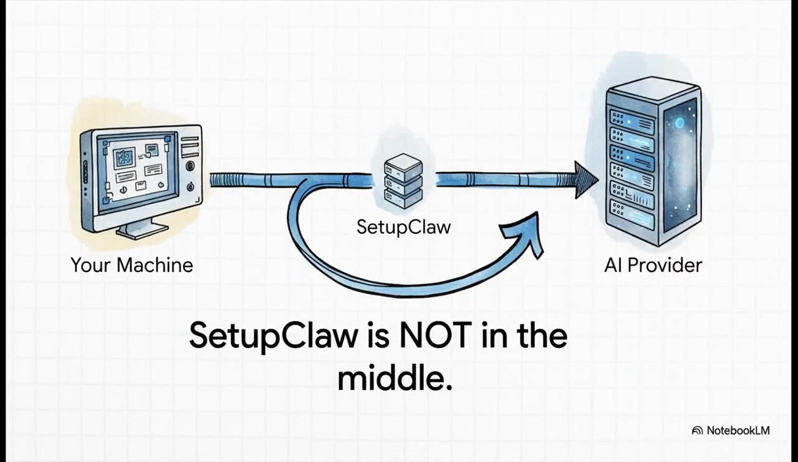And that brings us to the most critical point on privacy. Your data, your conversations with the AI, and your API keys, they never pass through SetupClaw's servers. The calls to the AI model go directly from your machine to, say, OpenAI. SetupClaw is never in the middle of that conversation.